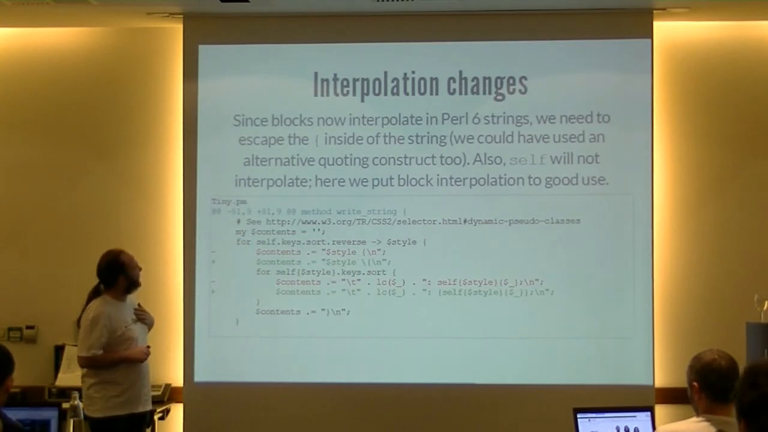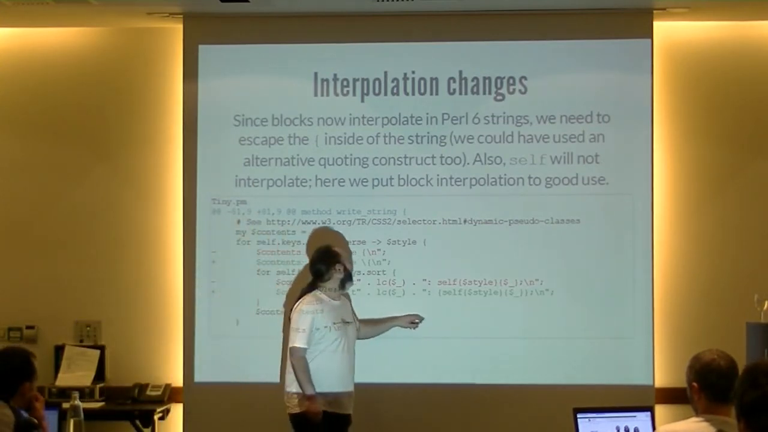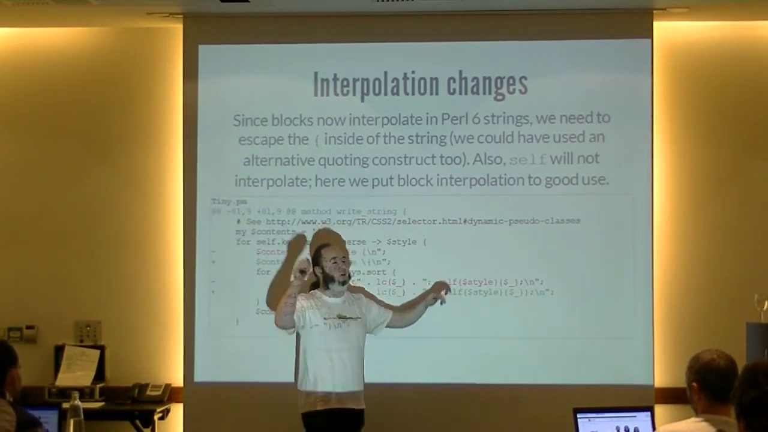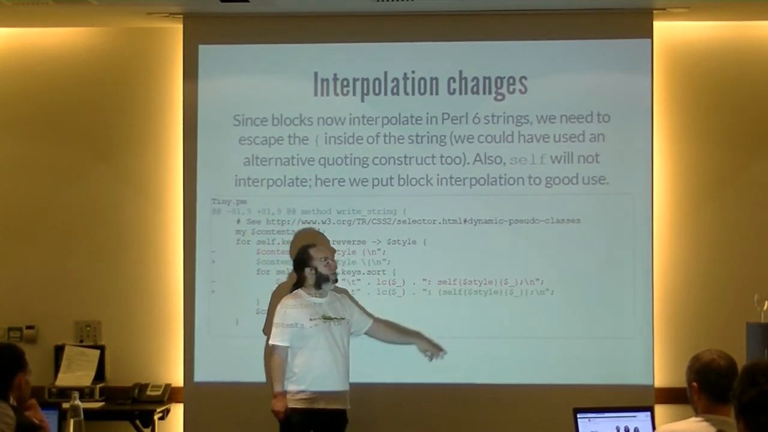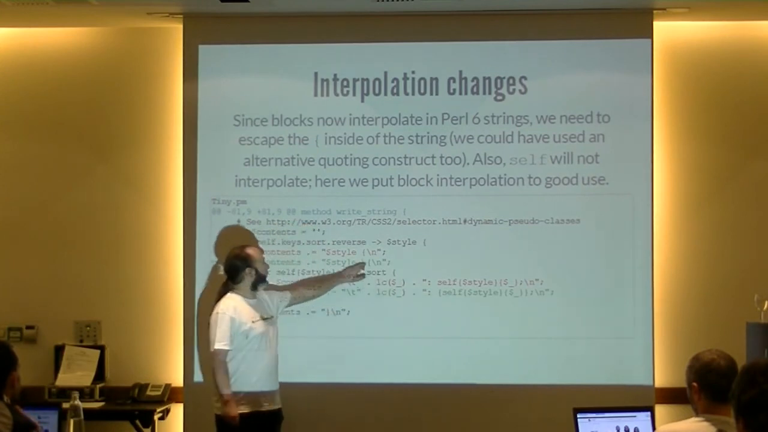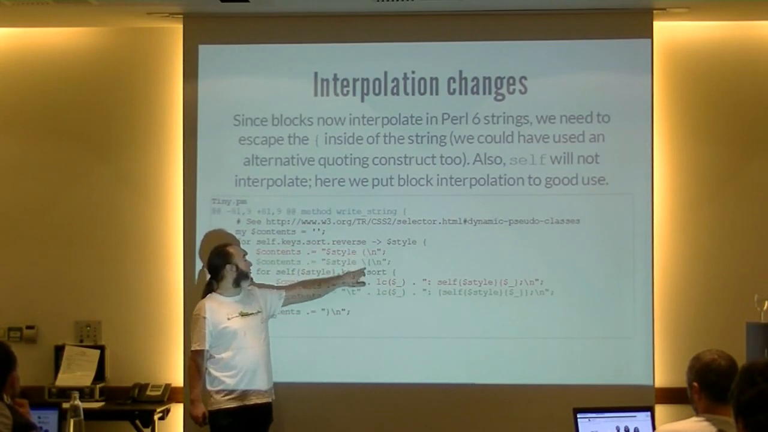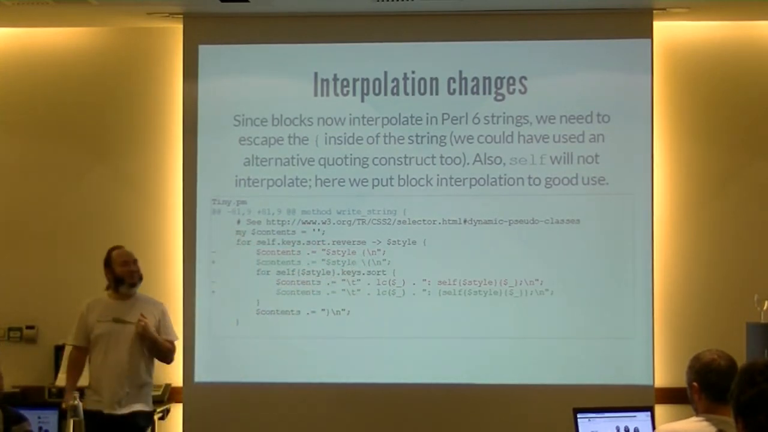And there's a couple more interpolation changes. If you look at this one, we have the slight issue that self won't interpolate. It's not a $ thing, but we can fix that just by putting curlies around it. That's not so bad. And that nicely fixes this. The other one is that we interpolate blocks now, so you need to backslash that thing. That's one way of solving it.